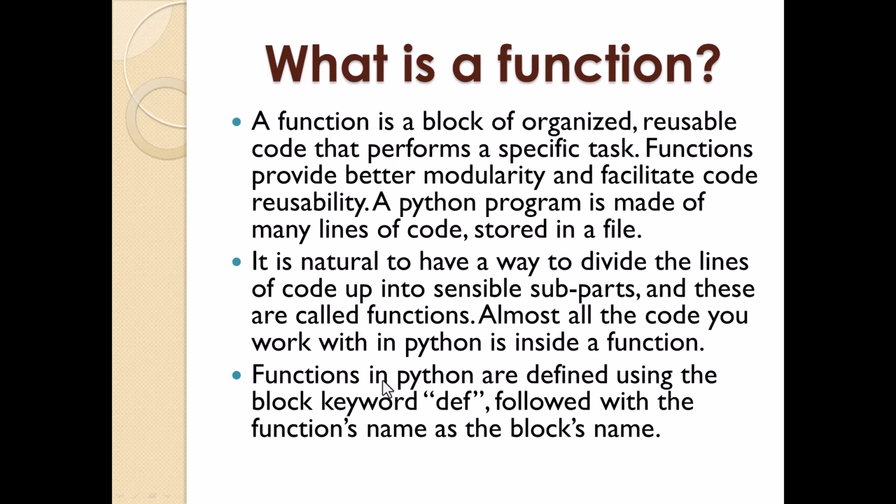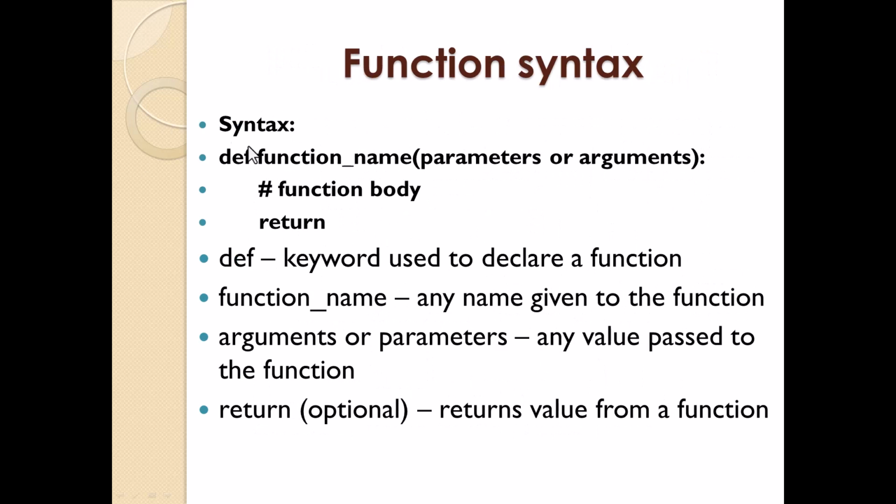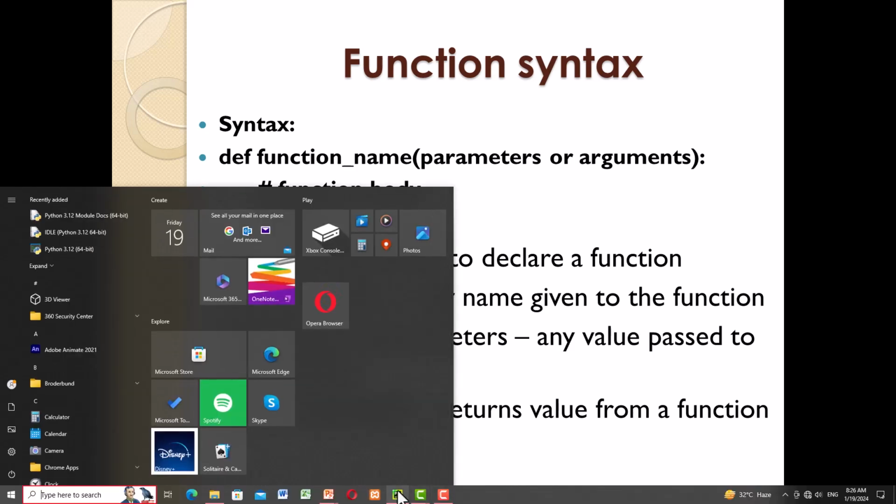Now functions in Python are defined using the block keyword def, followed by the function's name as the block's name. Let's look at the syntax. So this is how the syntax is. You type the def, the function name, and your arguments. Like we said, some can have arguments, others don't. Then you have the function body and the return, and under that you have the function call.